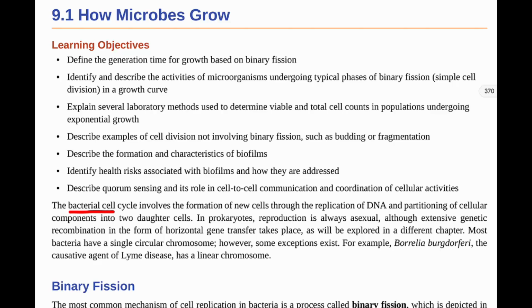So our bacterial cell cycle involves the formation of new cells through the replication of DNA and then partitioning of cellular components into two daughter cells. So this is reminiscent of mitosis in human cells or eukaryotic cells, where we go through this process of making copies of all of the things in the cell and then going through cytokinesis, which is separating those things into two separate sections, squeezing the middle, and then ultimately pinching it and making it be two different cells.